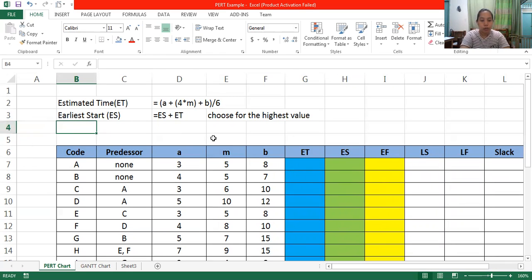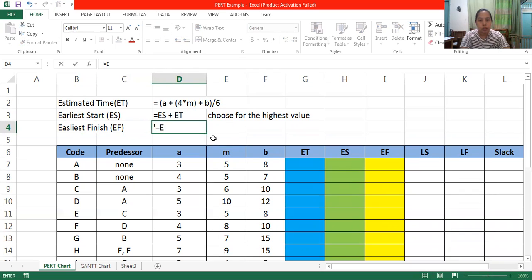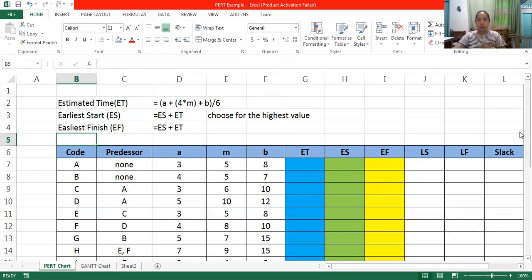Then we have earliest finish, EF. That would be ES plus ET. So we're going to compute.